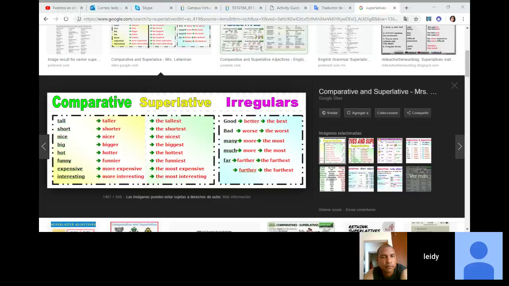Now, when the adjectives have 3 syllables, you write "the most" and later the adjective. For example, when you are comparing one car to the others, you say, the green car is the most expensive, because this is the most expensive car with respect to the others. Now, "interesting," you write the same, "the most interesting." Yes? Do you have any question about it?